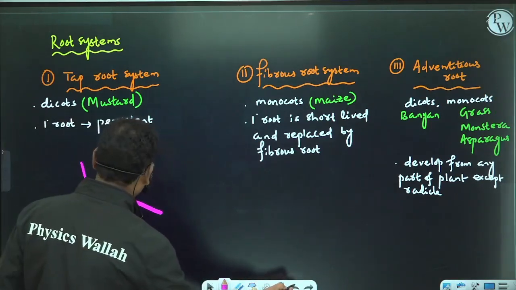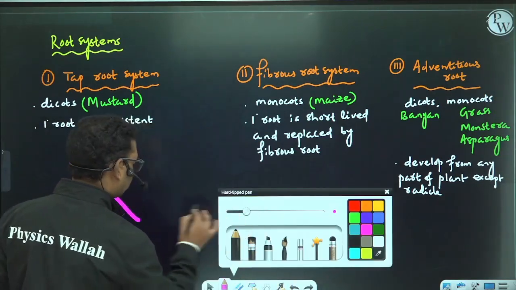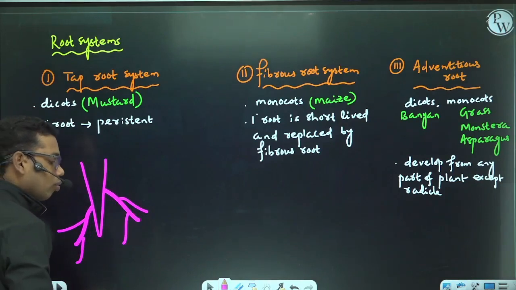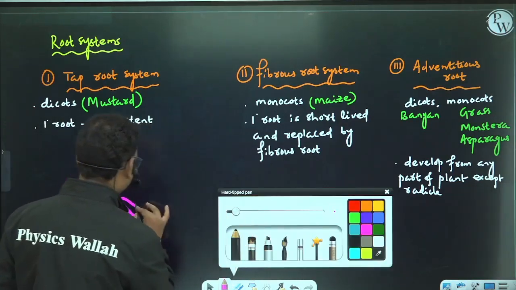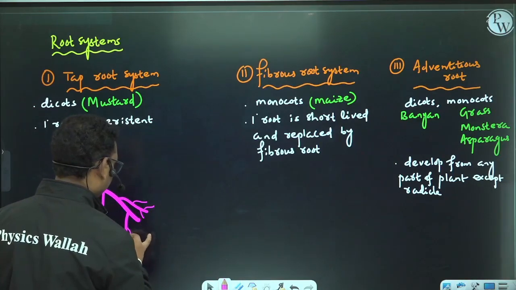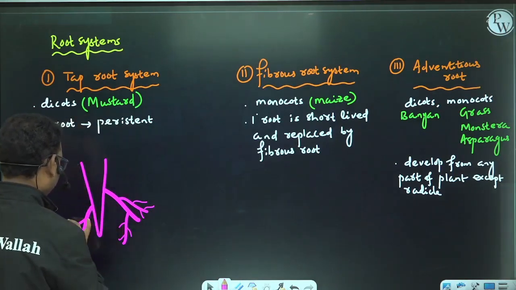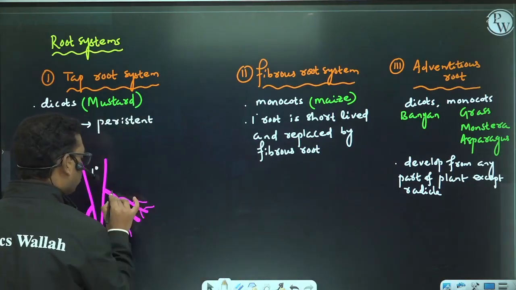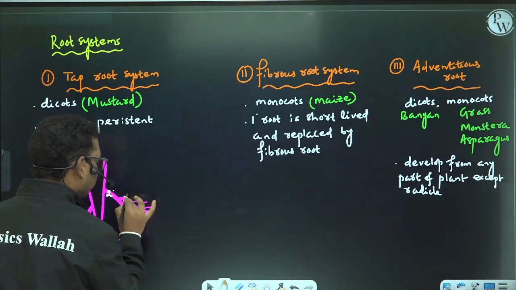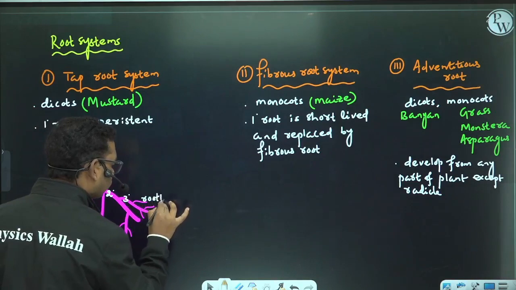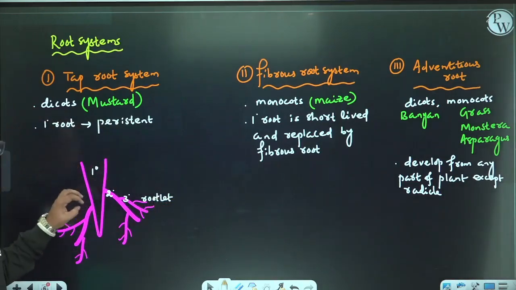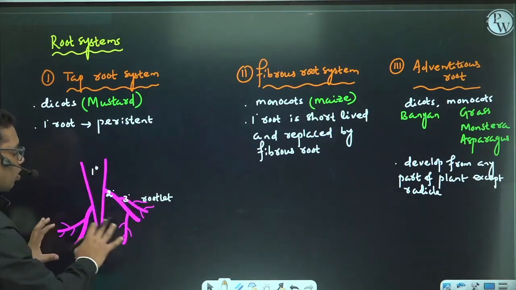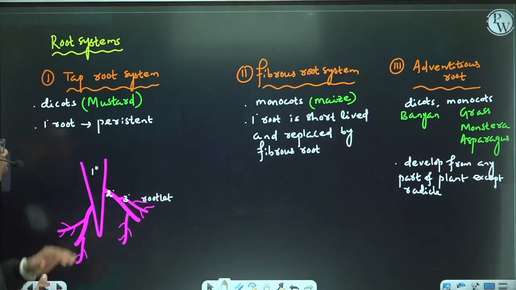Just a minute, the thickness will decrease. See, these are the tertiary roots. Now let me draw the rootlets. So these are the rootlets. Let me label them. This is the primary root, this one is the secondary root, this one is the tertiary root, and this one is the rootlet. In this case, you can clearly see that the primary root which develops from the radicle is persistent, and it shows a number of branches, and this entire complex is called the taproot system.